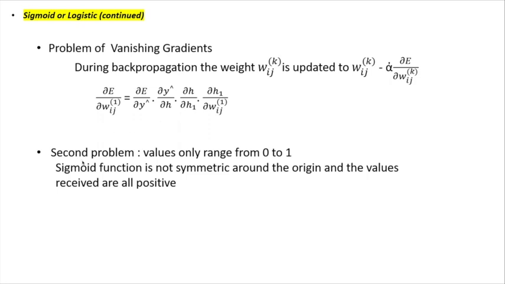There is a second problem, which is that the values only range from 0 to 1. The sigmoid function is not symmetric around the origin, and the values received are all positive. So not at all times would we desire the values going to the next neuron to be all of the same sign. Let's change the activation function and see if it solves some of these problems.